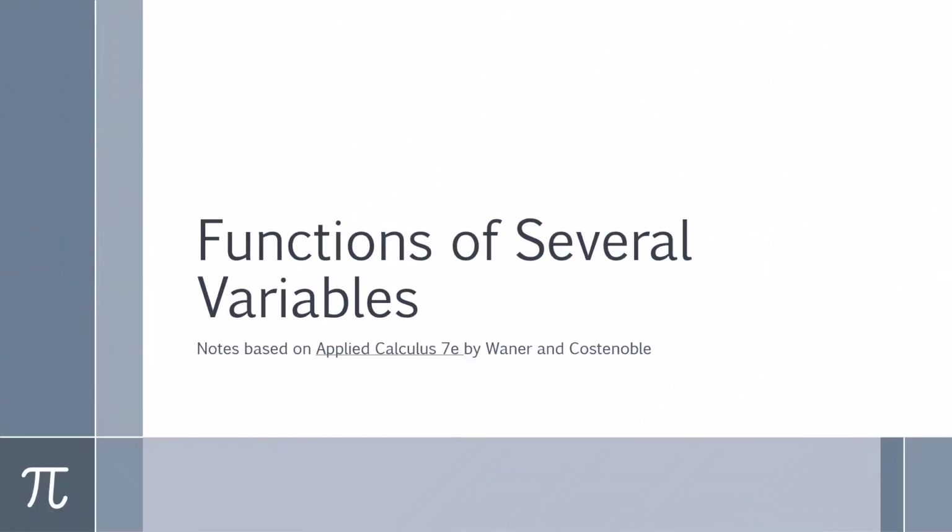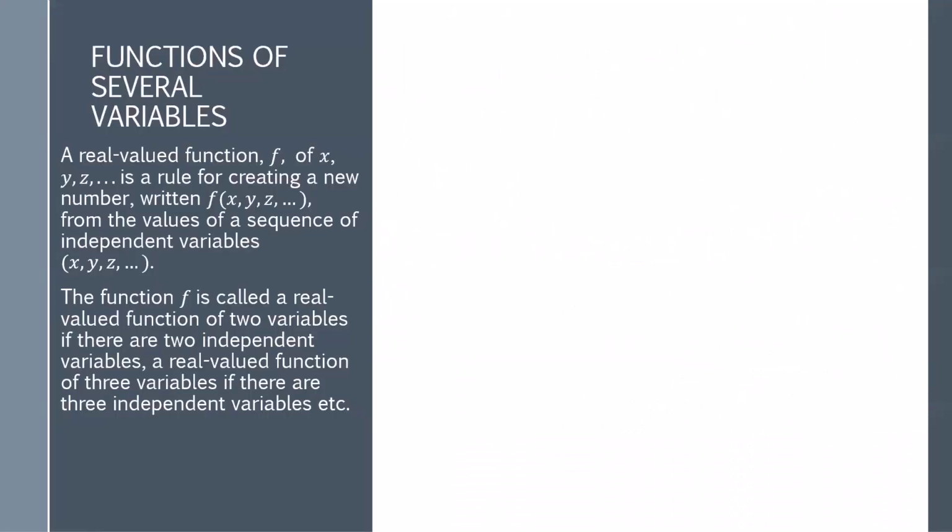Functions of several variables. A real-valued function f of x, y, z, or other variables is a rule for creating a new number, which we write f of x, y, z, etc., from the values of a sequence of independent variables x, y, z, etc. Function f is called a real-valued function of two variables if there are two independent variables. It's a real-valued function of three variables if there are three variables, etc.